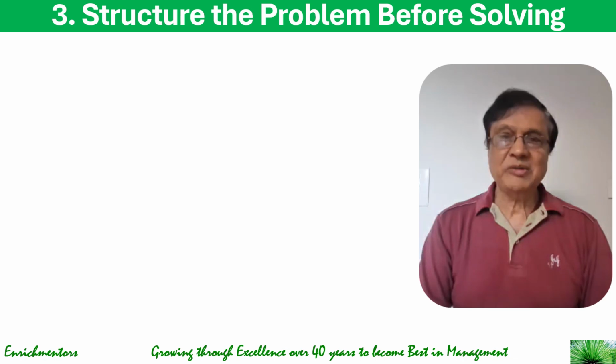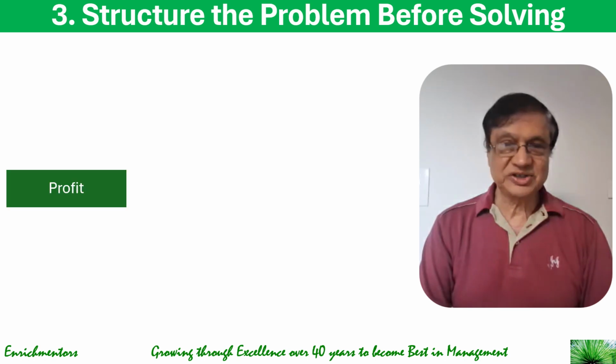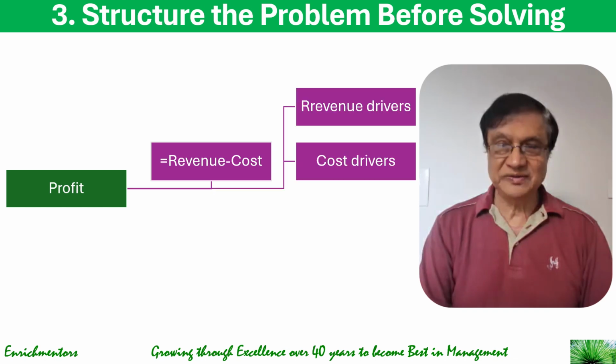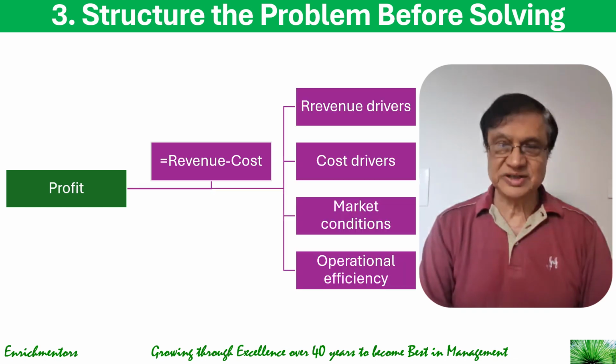Then you structure the problem before solving. Always begin by structuring the issue. Say, for example, if it is a profit problem, you could structure it like profit being equal to revenue minus cost, and then break down into its drivers like revenue drivers, cost drivers, market conditions, and operational efficiency. And what you do then is explain your structure to AI before exploring the details. This is how consultants demonstrate their structured thinking. So that's the third step.